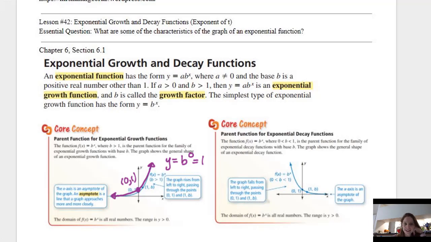And the x-axis is the asymptote of the graph. An asymptote is a line that the graph approaches more and more closely, but never actually touches. It never touches the x-axis.